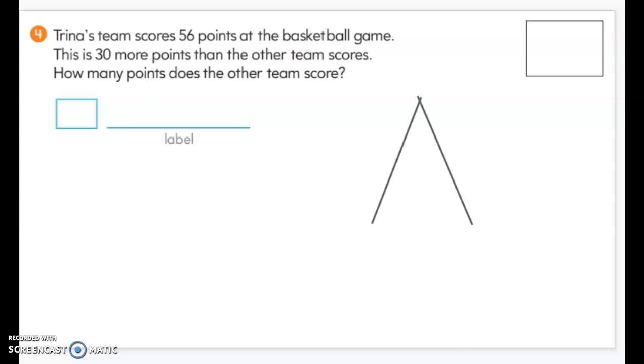So we have a total amount of points that Trina's team scores. So that would go at the top, minus the 30 points that the other team scores, because they scored 30 more points. So that's fewer. How many did they score? Go ahead and solve. Hit play until you're ready for me to read the next problem.